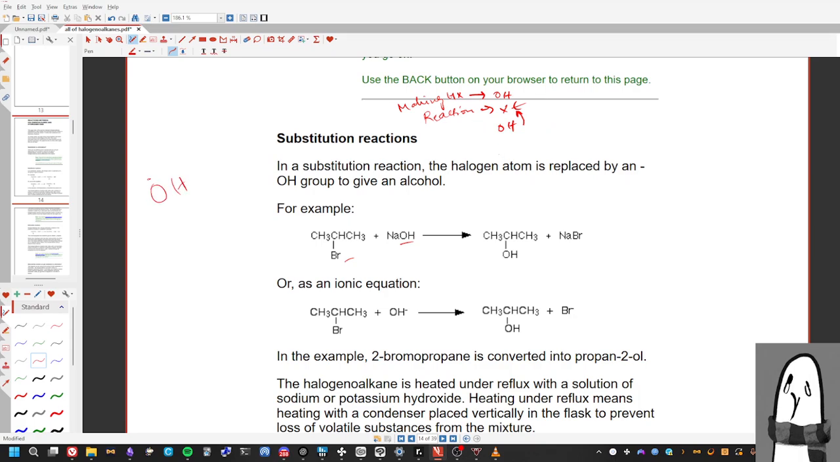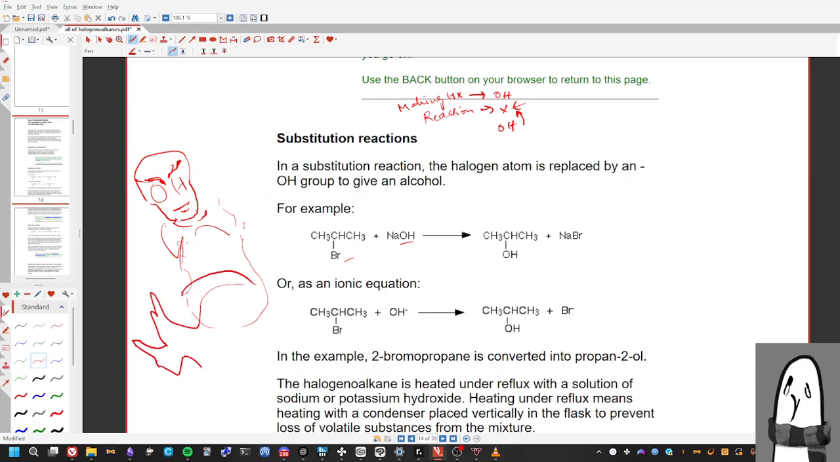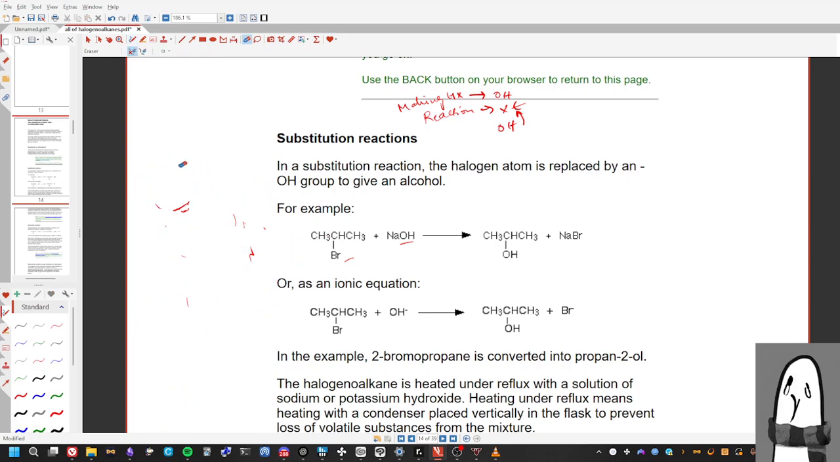So the OH, it's evil. And he's coming in with his steed, and his steed is literally like a horse or a wolf, and the wolf's name is literally sodium hydroxide. Okay, we're done with that.